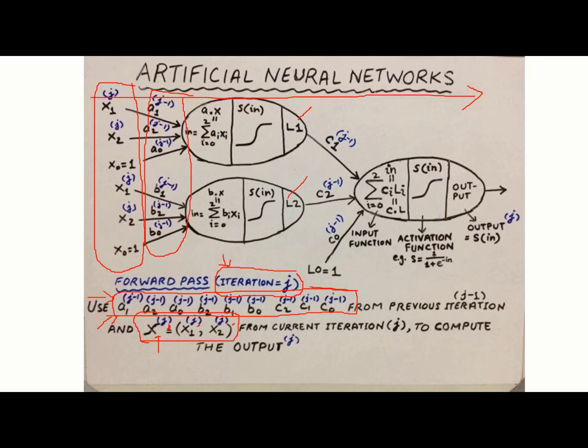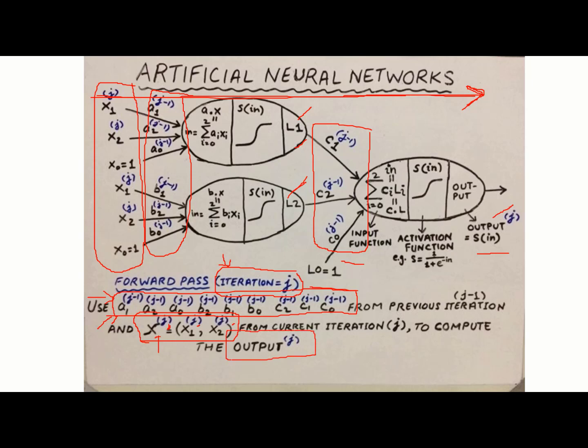And these are the outputs available at the first layer of neurons. Now, to compute our output for the current iteration, we're going to process the current values of L1 and L2 with the previous values of the coefficients calculated in the previous iteration, and we're going to get the output. So the forward pass is a process of a relatively simpler computation based upon some past values of the coefficients and the current data value. And we're going to get the current output.